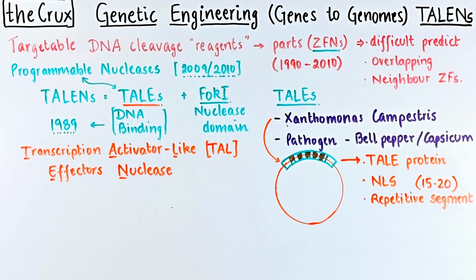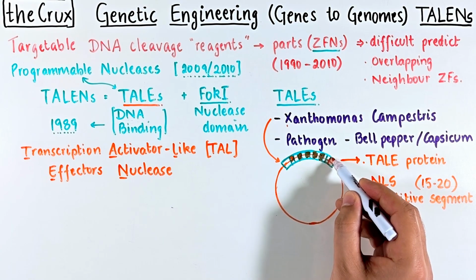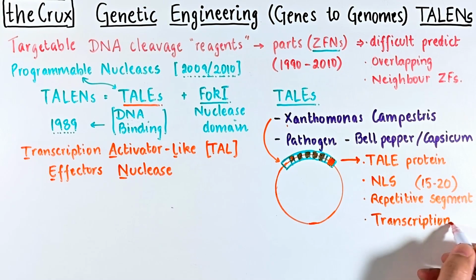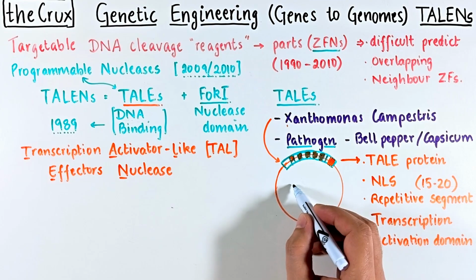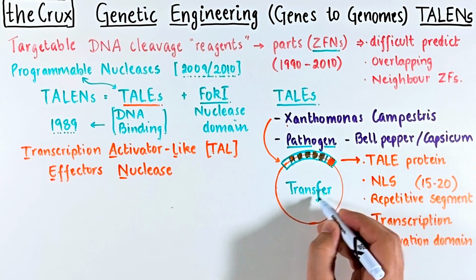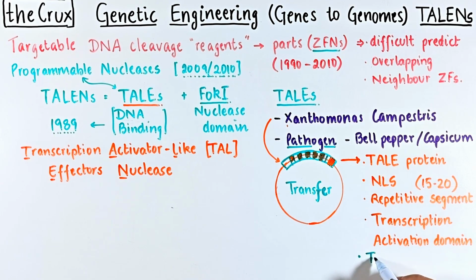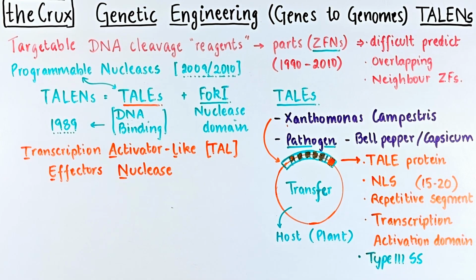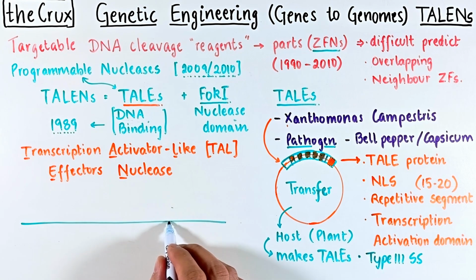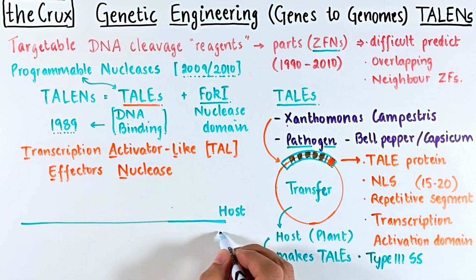A more important feature of this protein is that it contains a set of nearly identical repeat regions, and generally there are 15 to 20 such repeats. At the end of the protein is a transcription activator-like domain. Since the bacteria is a pathogen, it transfers this plasmid to the host using a specific secretion system. Once the plasmid is in, the host uses the plasmid to synthesize the TALE proteins from the gene. So the TALE proteins are virulence-related proteins that are carried on the plasmid.